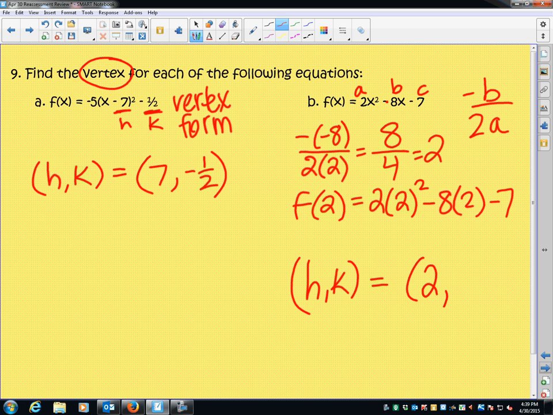Again, that can be simply a calculator manipulation that you just type in, or you can do it by hand if you would prefer. So 2 times 2 squared is 4, 4 times 2 is 8, minus 16 minus 7. So then when I would do that, I would get negative 8 minus 7 is negative 15. So I am done.